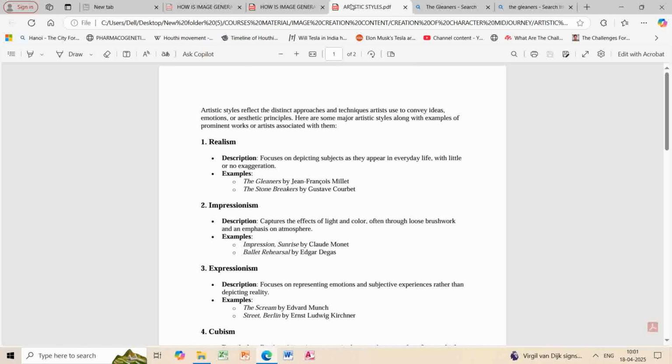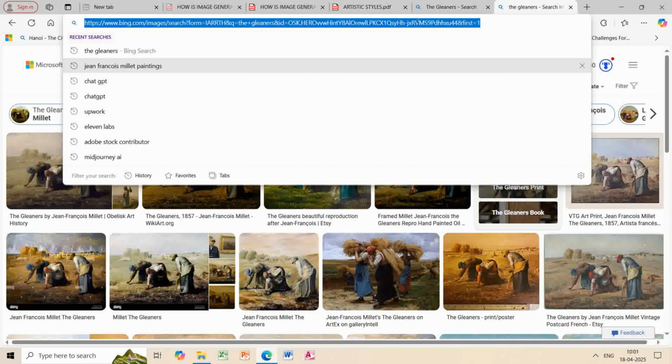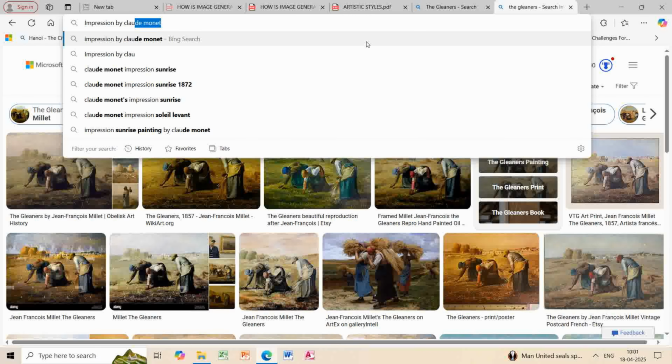The next thing that we'll talk about is impressionism. This captures the effects of light and color, often through loose brushwork, and the emphasis is more on atmosphere. One example of it is Impression by Claude Monet. So here we'll type the name Impression by Claude Monet.